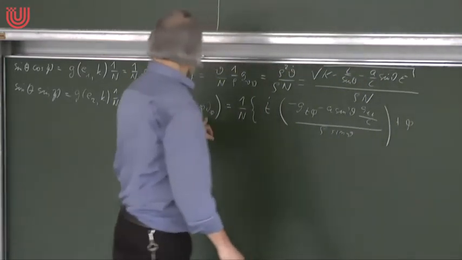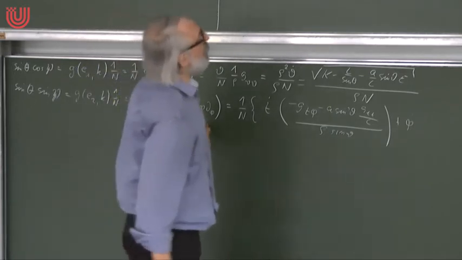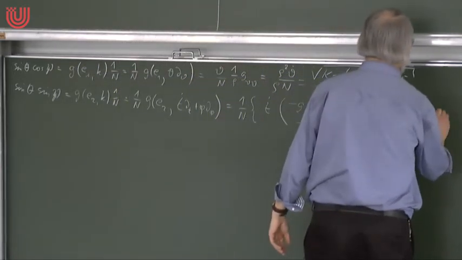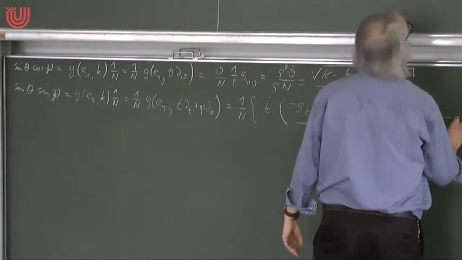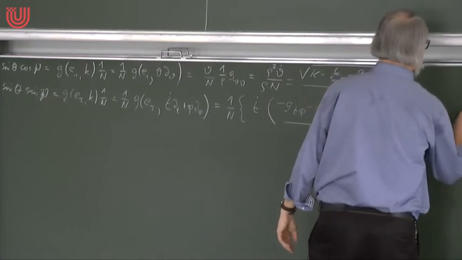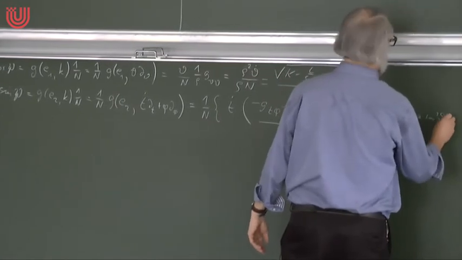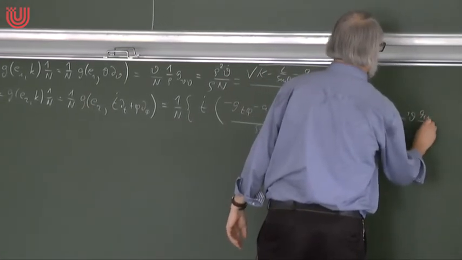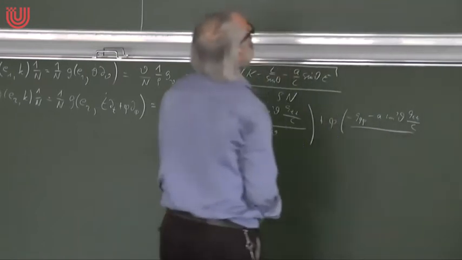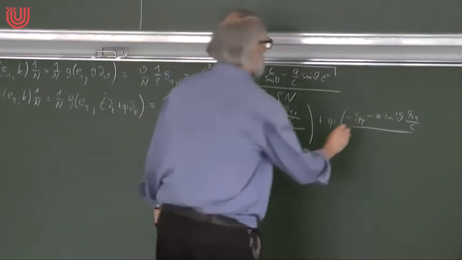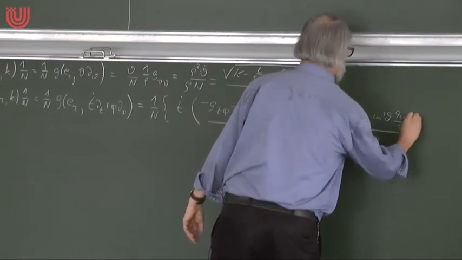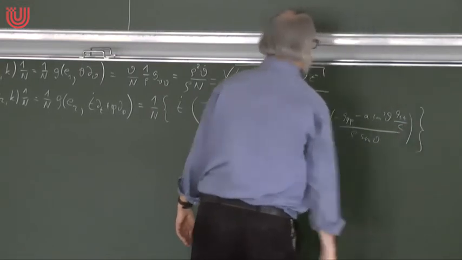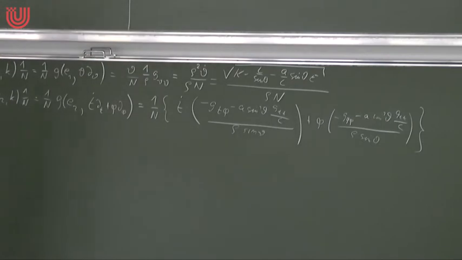With phi dot, this gives E2 times d by d phi. This gives minus g phi phi, minus a sine squared theta, gtt by c rho sine theta. Okay, and now let me see.